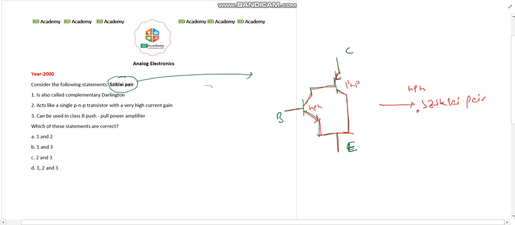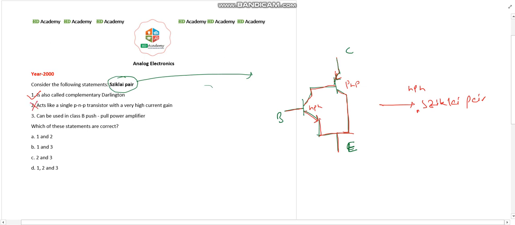Okay, so let's go to the options. First, it's called complementary Darlington. Yes, that's right, it's also called complementary Darlington. Second, acts as a single PNP transistor with very high current gain. No, this is not right, because there are both NPN and PNP kinds of transistors. So option 2 is wrong.